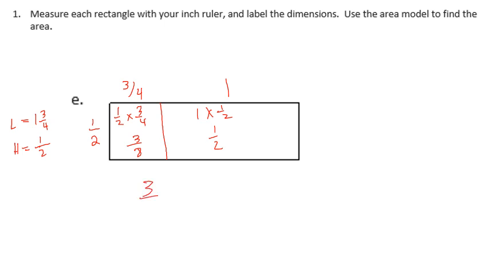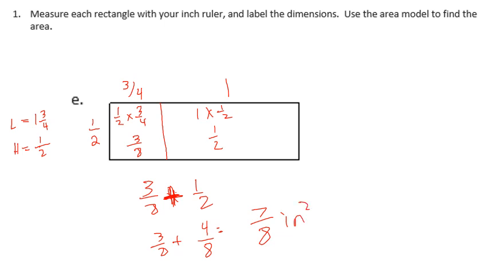So now we have 3/8 plus 1/2. I can change my halves to eighths by multiplying by 4, so I end up with 4/8 plus 3/8, and that equals 7/8 inches squared.